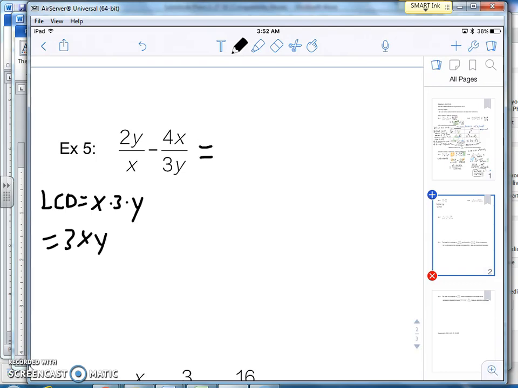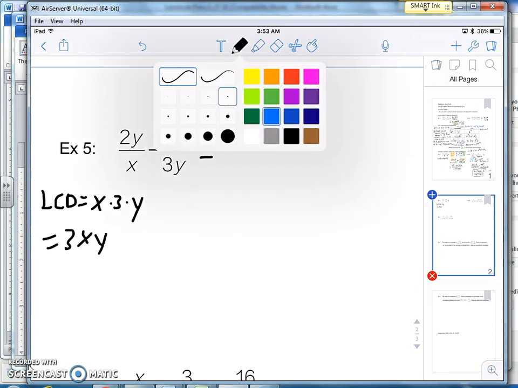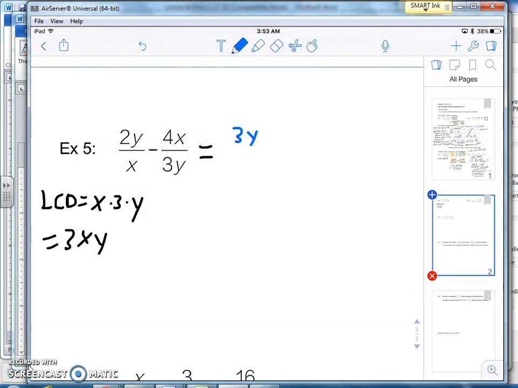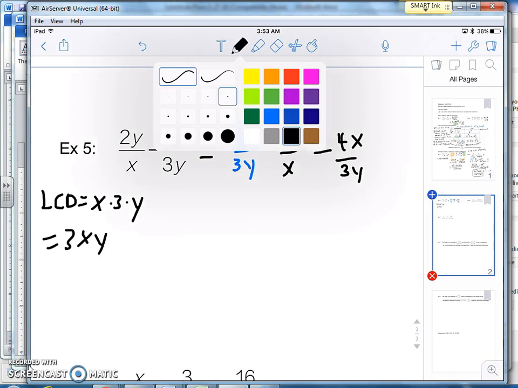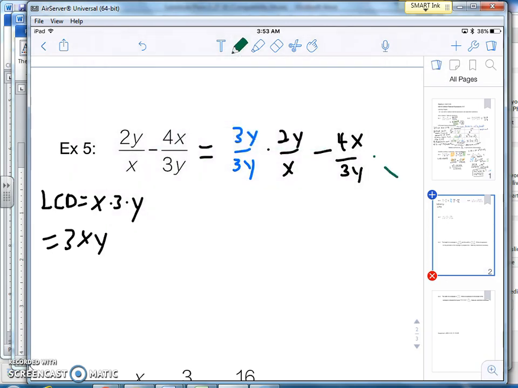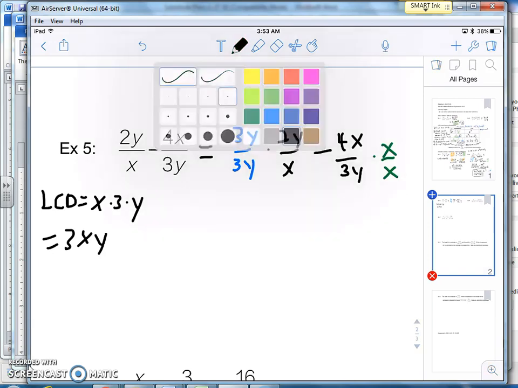The first term is missing the 3 and the y, so I'm going to multiply top and bottom by 3y over 3y. So we get 3y over 3y times 2y over x, minus 4x over 3y, and this denominator is missing the x from the LCD, so we're going to multiply top and bottom by x, and then we're going to simplify.